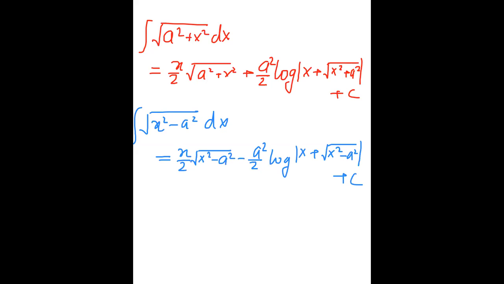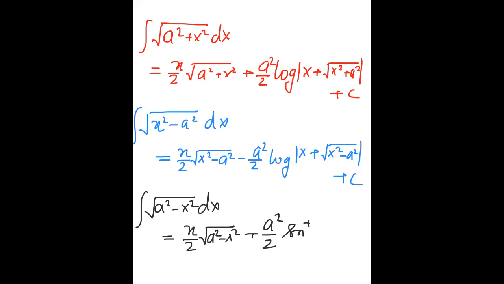Third identity, integral under root a square minus x square dx. It will be equal to x by 2 under root a square minus x square plus a square by 2 sine inverse x upon a plus c.